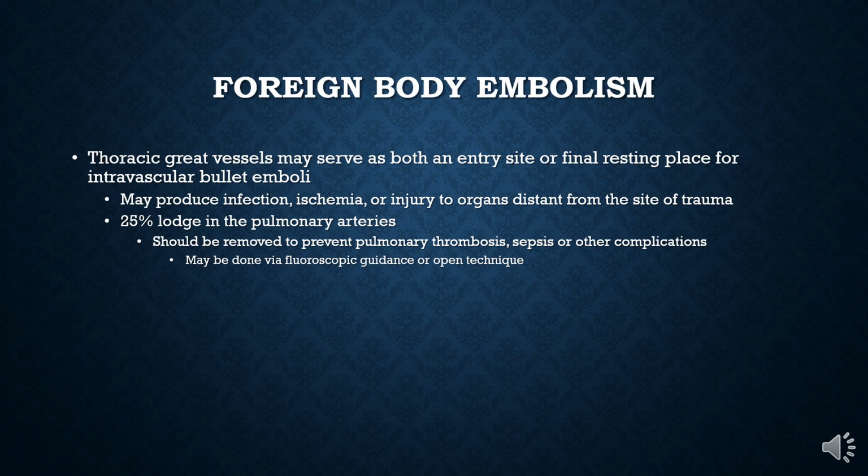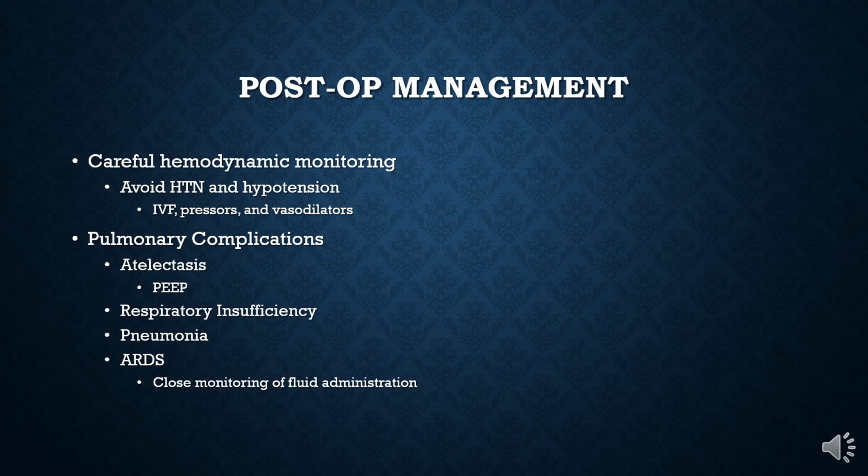Foreign body embolism: the thoracic great vessels may serve as both an entry site and the final resting place for intravascular bullet emboli. May produce infection, ischemia, or injury to organs distant from the site of the trauma. 25% lodge in the pulmonary arteries. Should be removed to prevent pulmonary thrombosis, sepsis, or other complications, and may be done via fluoroscopic guidance or open technique. Post-op management: careful hemodynamic monitoring, avoid hypertension and hypotension, IV fluids, pressors, and vasodilators.